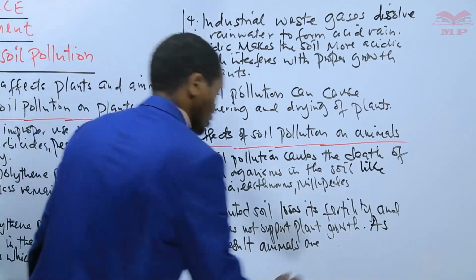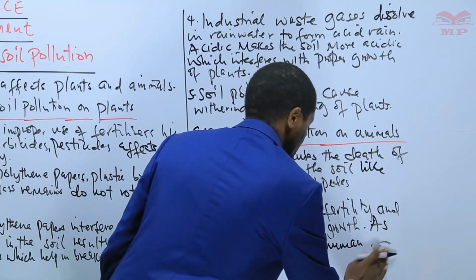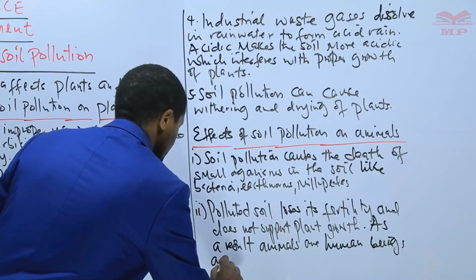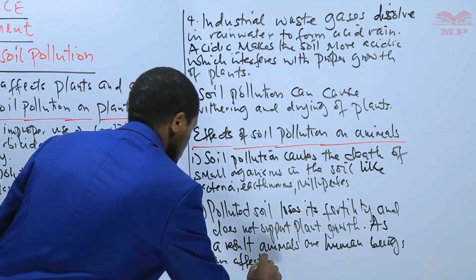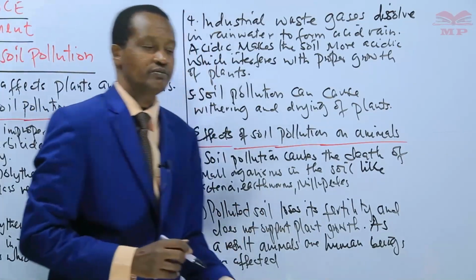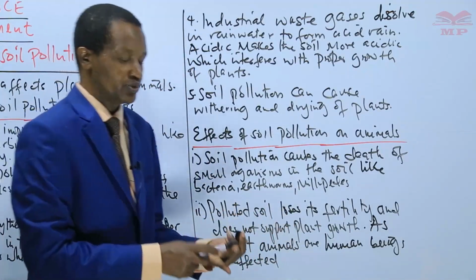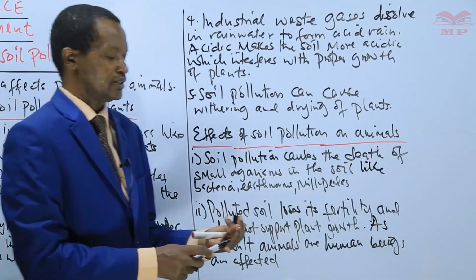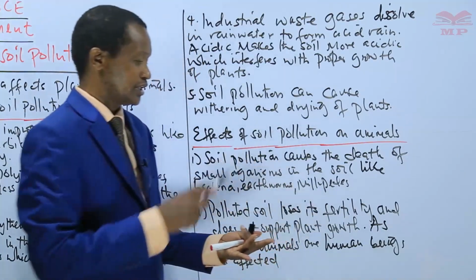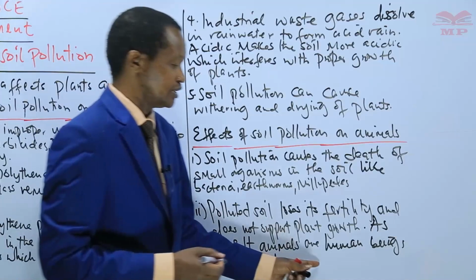Animals and human beings are affected. When there are no plants, human beings will not survive because human beings eat plants and animals. Animals eat plants, okay, to survive. Animals rely on plants like cows, goats, sheep, and so on. Those are things that human beings eat.